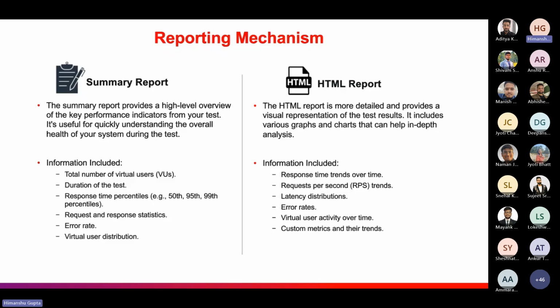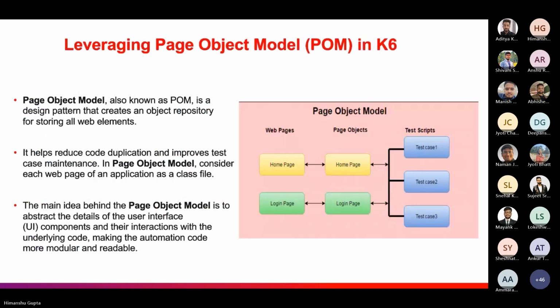Let's move on to the next slide. So, leveraging page object model in K6. What is page object model? Page object model is basically a design pattern that creates an object repository for storing all web elements. As you can see in the diagram, we have web pages for the home page and login page.